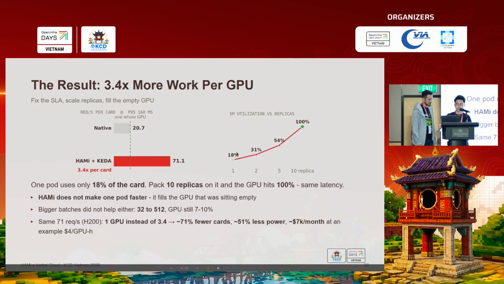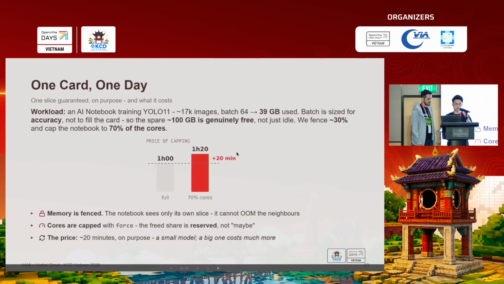And in the metrics we can see that with 1 GPU instead of 3.4, that is 71% lower cost. The power is almost half, and we can save about $7,000 per month, for example with an H200 at about $4 per hour.